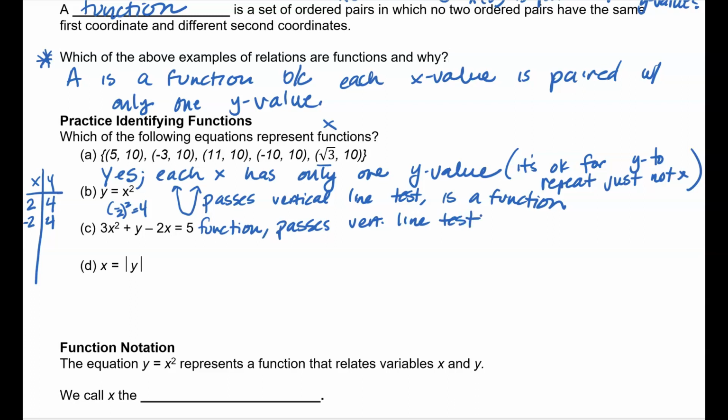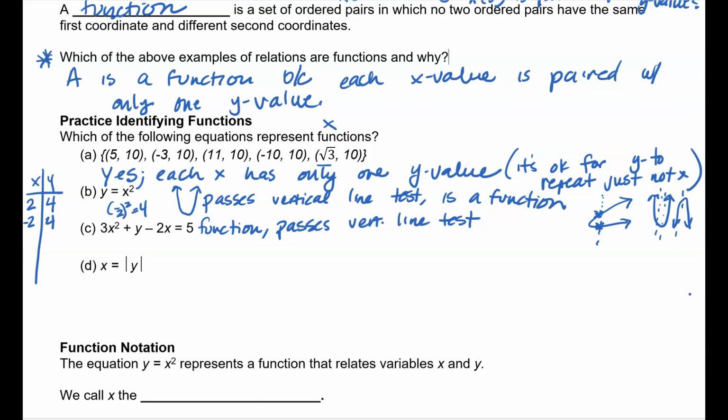Now keep in mind, if you ever had a parabola facing this way, then it would not pass the vertical line test, because when you drew a vertical line, it would cross here and it would cross here. It would cross twice. But whenever you have a parabola that's either just facing up or facing down, those will always pass the vertical line test, because vertical lines will never cross more than once. So just something to think about.